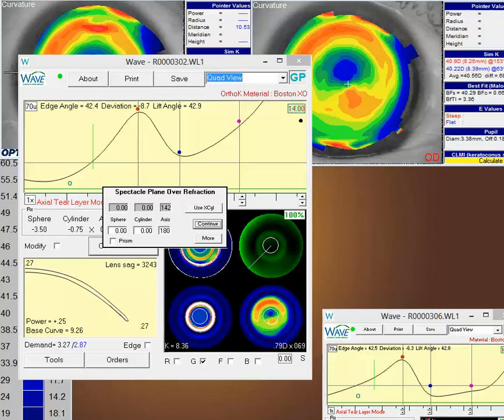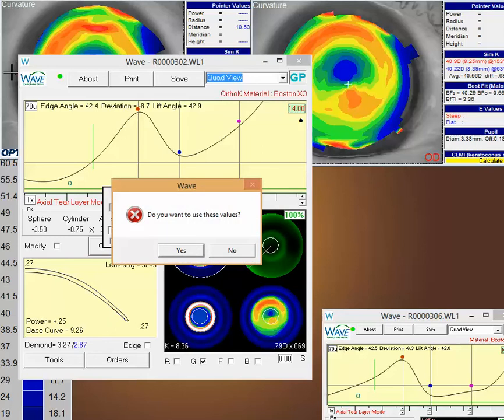So I always try to go with as little minus as you can get away with. I try to keep as much plus as you can in that lens, or as little minus as possible. But here's where you would add that overrefraction in. And then you would hit continue to add that into the power.